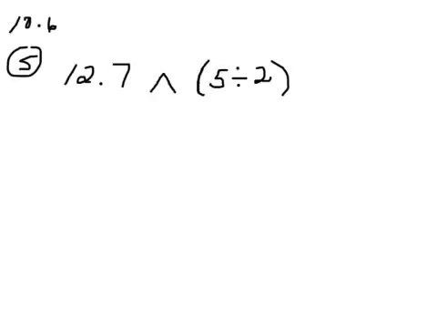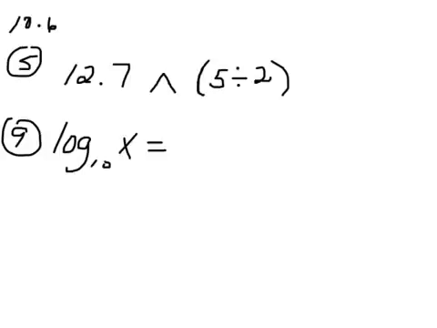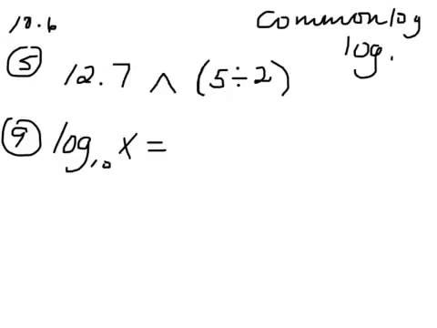Look at number 9. This is log base 10 of x. If they don't write the base, it's always assumed to be 10. That's called your common log. So common log is base 10. It's kind of like the invisible 1 in front of an x. That means 1x. If you don't see anything written there, you assume they mean 10 here. So the common log is log base 10.